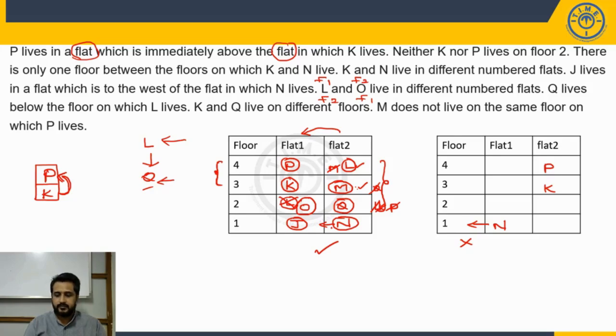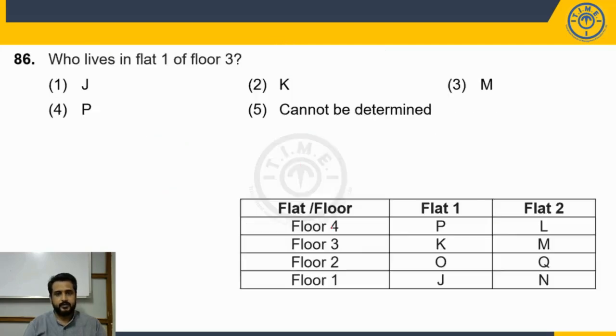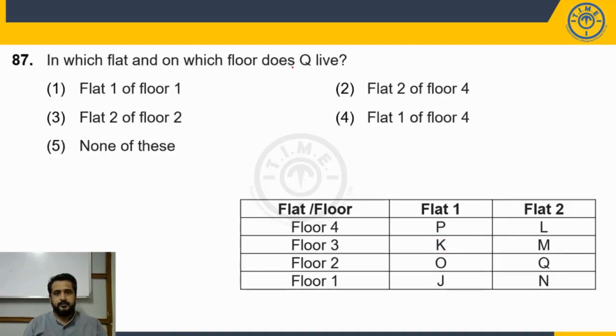Now let's answer the questions. Who lives in flat 1 of floor 3? Flat 1 of floor 3. Okay. Choice 2. In which flat and on which floor does Q live? Q lives in flat 2 and floor 2. Flat 2 of floor 2. Choice 3.